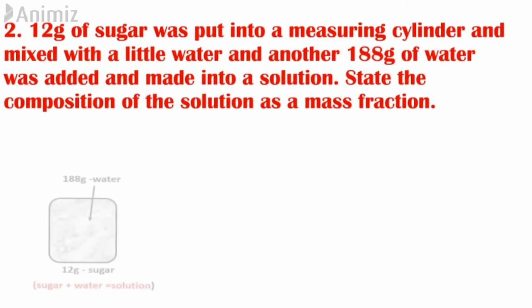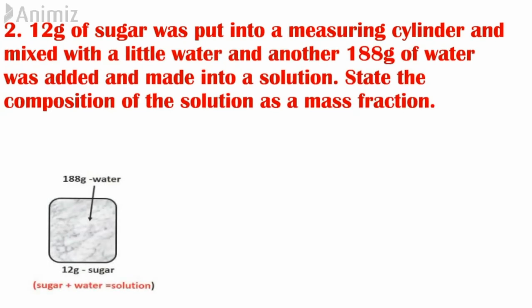And the next question. 12 gram of sugar was put into a measuring cylinder and mixed with a little water, and another 188 gram of water was added and made into a solution. Now state the composition of the solution as a mass fraction. So first let's understand the question. Here you have 12 gram of sugar, and to that 12 gram of sugar they are adding 188 gram of water to make it a solution.